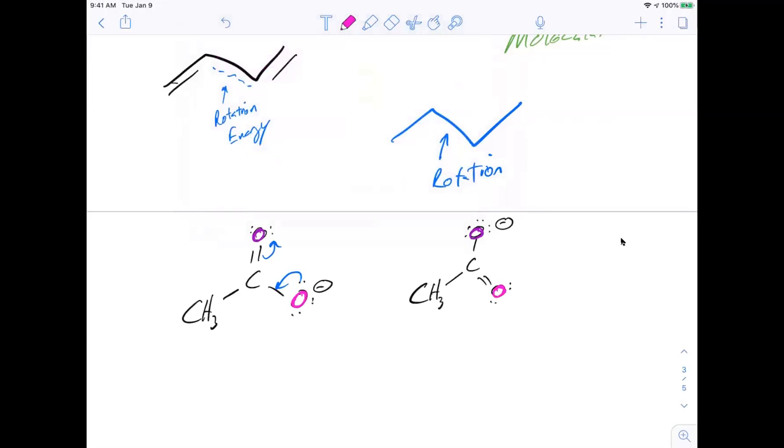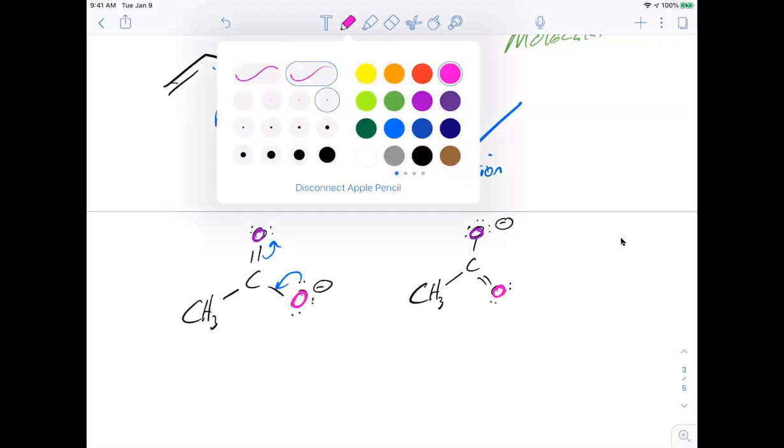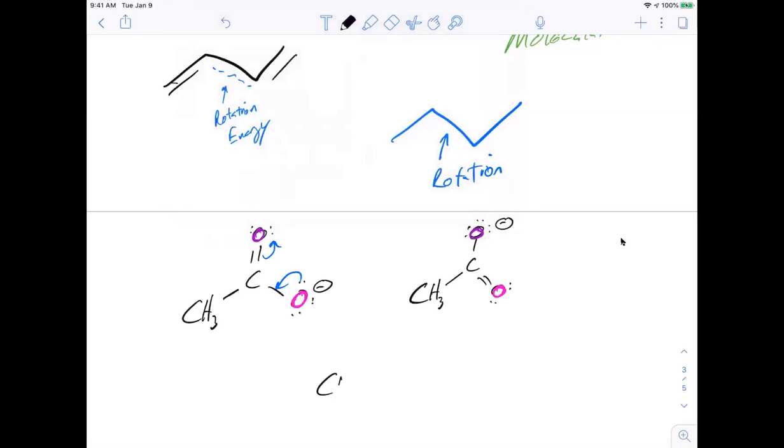Where students usually get confused with resonance is you think it's just a flip of a molecule in space, right? So if you look at these two, if I didn't put one oxygen as pink and one oxygen as purple, you could think that I just rotated it through space. That's not what's happening. What's happening is I'm moving electrons.